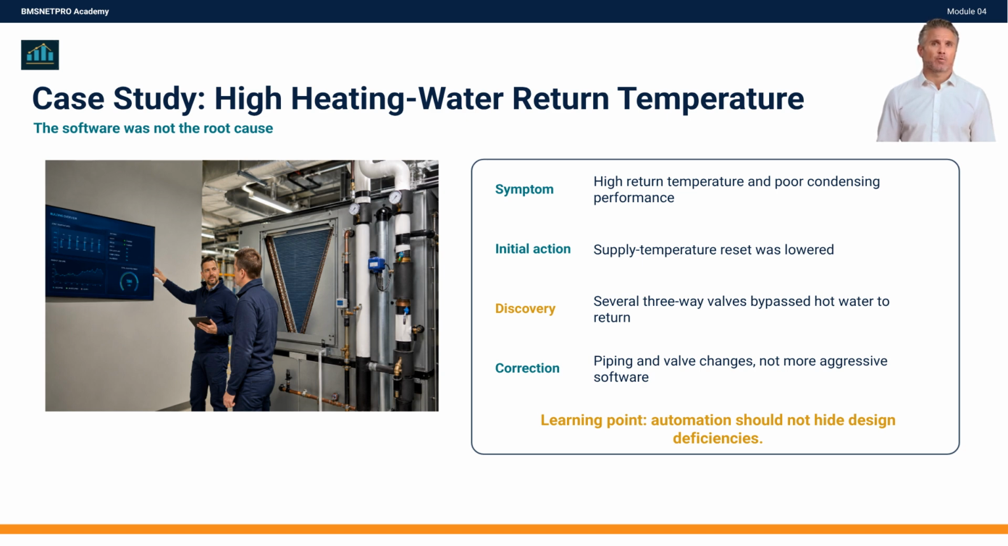Several three-way valves were bypassing hot water directly back to the return. Because of that, the boilers could not see the low return water temperatures needed for good condensing operation. More aggressive software did not solve the problem because the piping and valve arrangement was working against the plant objective. The lesson is simple. Automation should not be used to hide design deficiencies. When the physical arrangement prevents a desired result, the lasting correction may require valve, piping, balancing, or mechanical changes.